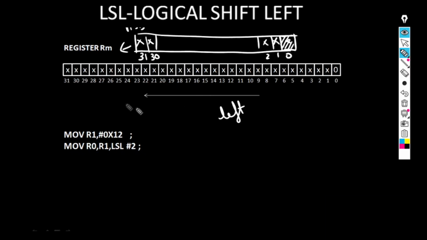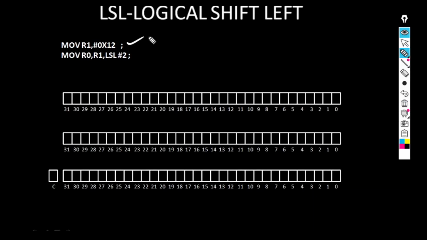Let's understand this in more detail using this set of instructions. Consider this instruction, MOV r1, #0x12. It means register r1 stores the value 0x12. In binary, how will we write 12? It is 0001 0010, and all the remaining bits will be filled with 0.